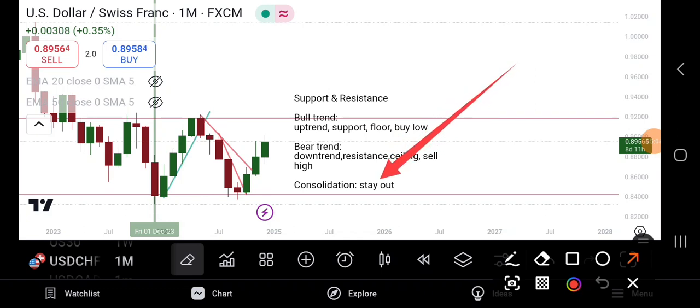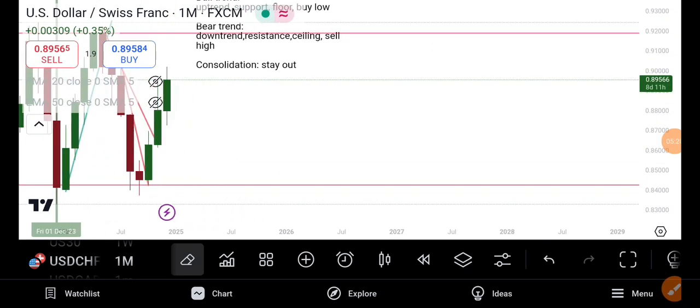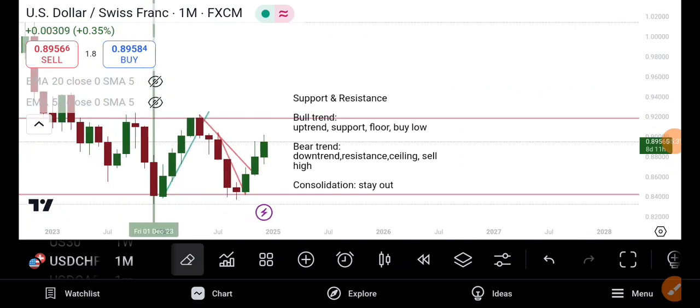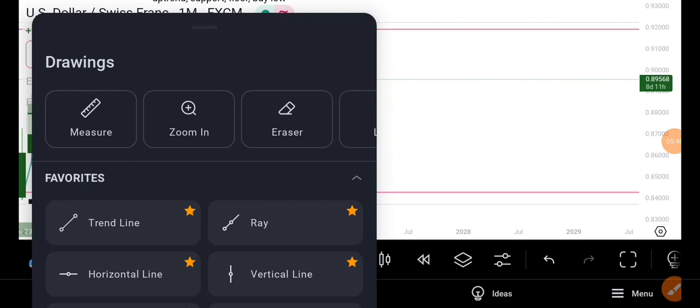And already I explained with consolidation that it is better that we stay out of the market when it's consolidating, unless you are an experienced trader, then you will know how to navigate consolidation. All right, so now we're looking at the bull trend, right? When it comes to the bull trend, there are highs, lows, higher highs, and higher lows.